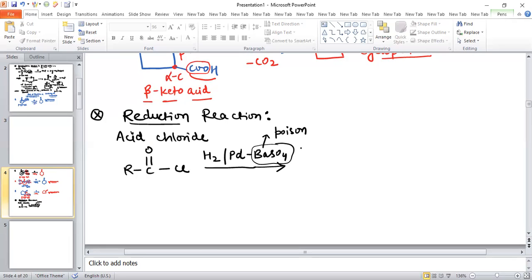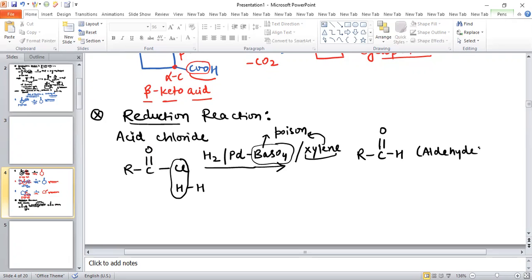You can also say, in place of poison BaSO4, you may also use xylene. So the xylene compound will also act as poison. So now what happens? As you can see, this is very easy. H and H. So this HCl will be removed, and hydrogen is added on this carbonyl carbon. So when hydrogen is added on this carbonyl carbon, this compound is obtained, which we call aldehyde. So this aldehyde compound is obtained as product.